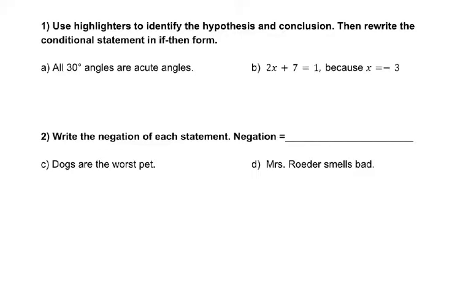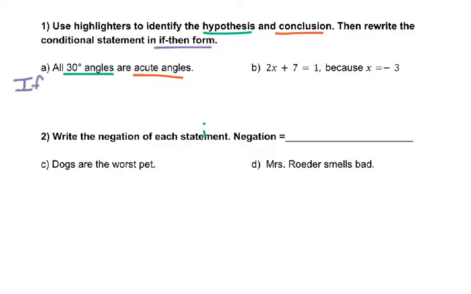Okay, so now this next part, we're going to be identifying the hypothesis and the conclusion. So let's do green for the hypothesis, and I will do pink for the conclusion. So all 30 degree angles are acute angles. So the hypothesis would be 30 degree angles, and then the conclusion would be acute angles. So then they want you to write it in the if-then form, so this might make more sense to you.